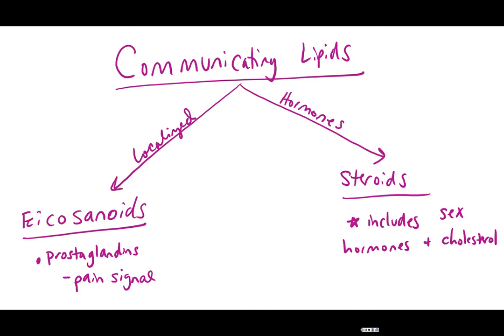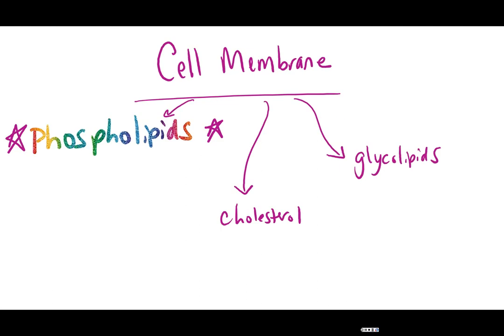Another example of our communicating lipid would be just those hormones. And the difference here is that the hormone is going to flow through the bloodstream, whereas the eicosanoid is just released like a cell-to-cell communication. Examples of lipid hormones are steroids, and these include your sex hormones such as testosterone and estrogen, but then also cholesterol. And we will see that not only is cholesterol an important steroid, a communicating hormone, but it's also important in the structure of your cell membrane.